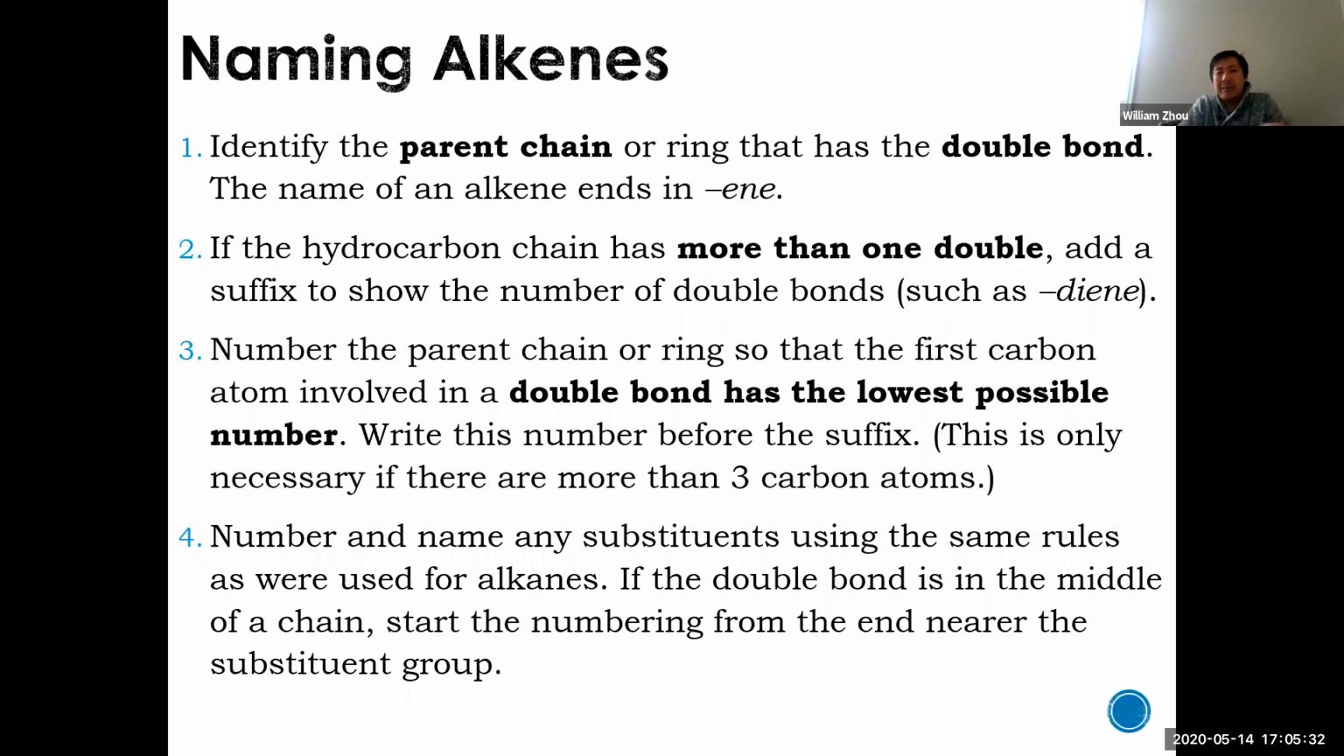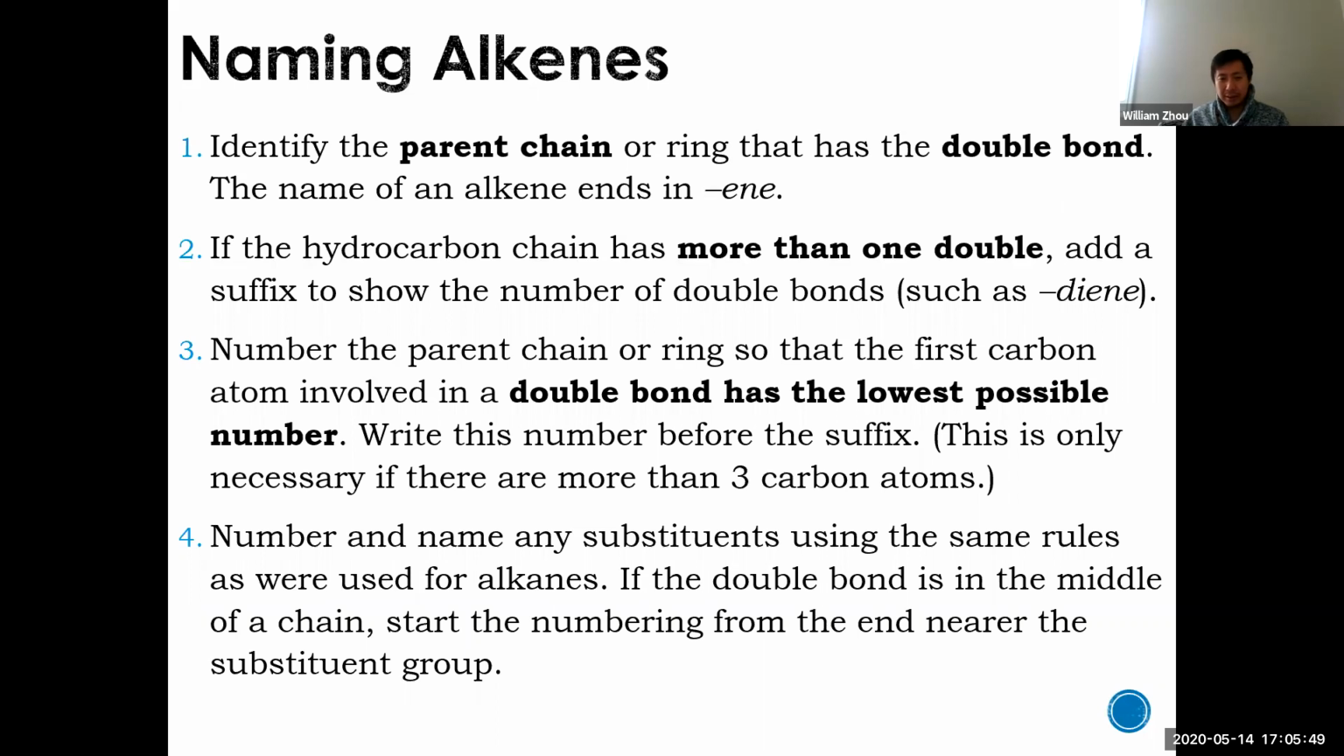Second is that if you have more than one double bond, well, then you have to add a suffix at the end to denote the number of double bonds. If you have 2 double bonds, for example, it would be diene. Okay, if you have 3, that would be triene, and so on.